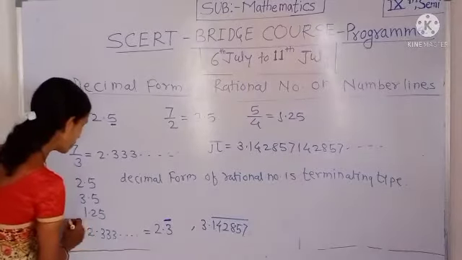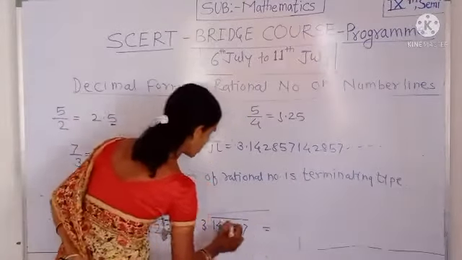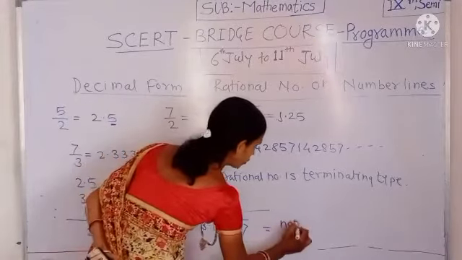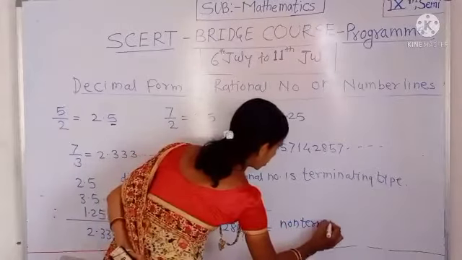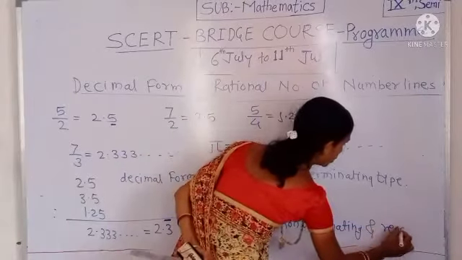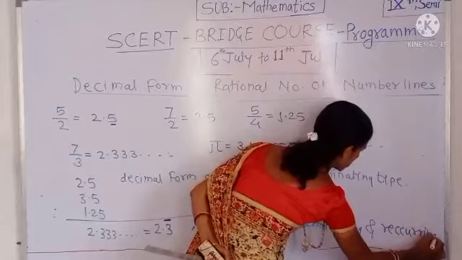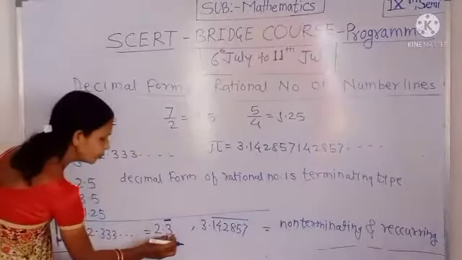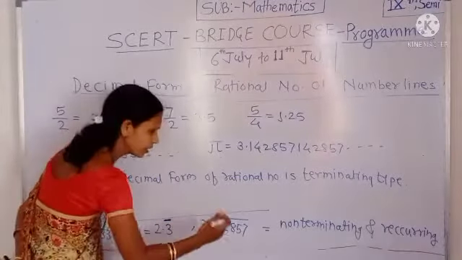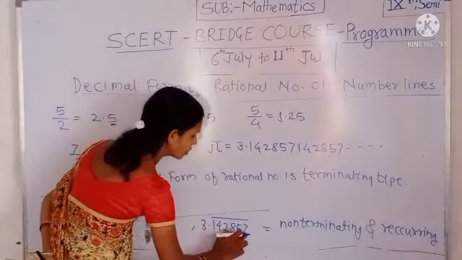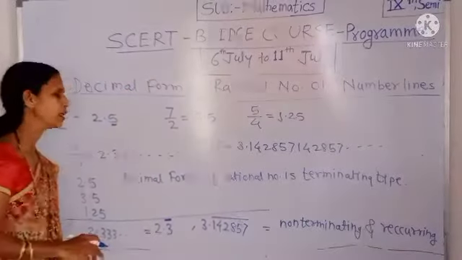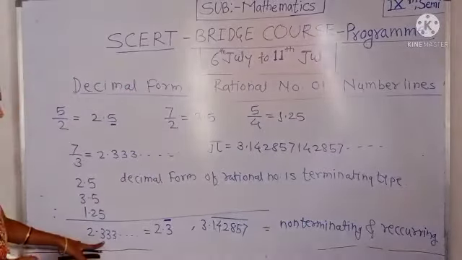That means the decimal forms of those numbers are non-terminating and recurring. Recurring means a few digits are repeated many times. Here 3 is repeated many times, that is recurring, and 142857 is repeated again and again. Therefore, that is the non-terminating and recurring decimal form of that rational number.